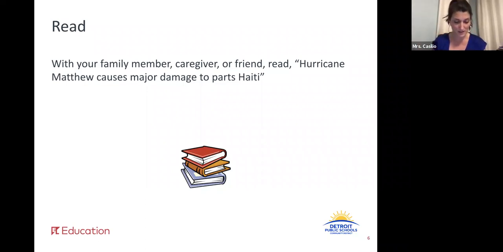This was taken by the Associated Press, Eduardo Verdugo. And this is written by the Associated Press and was adapted by Newsela staff. And it was published on October 6, 2016. Okay, so let's get started with reading the content.